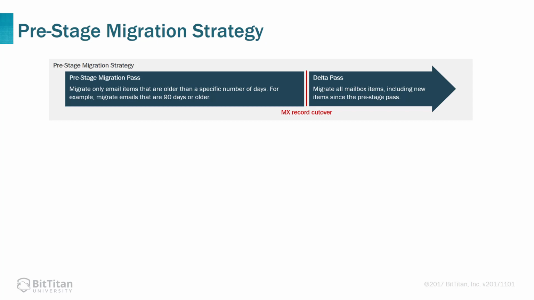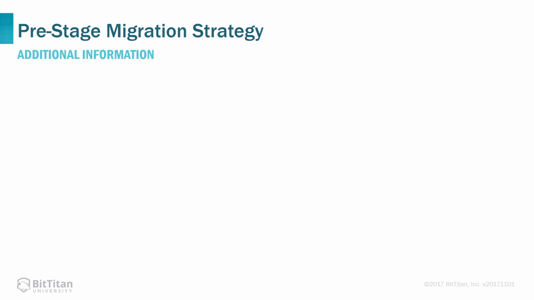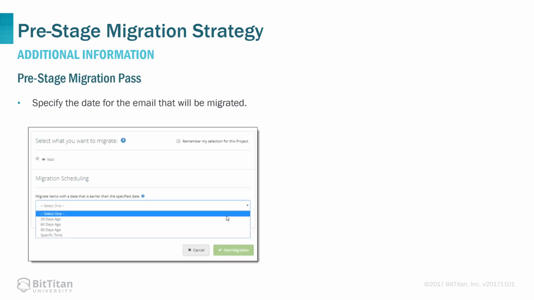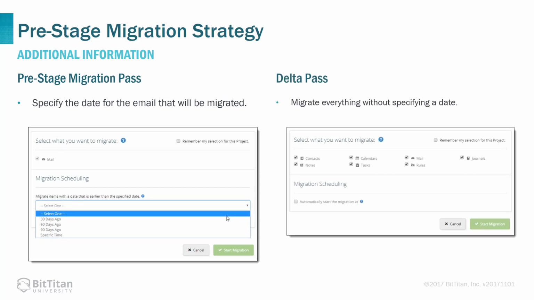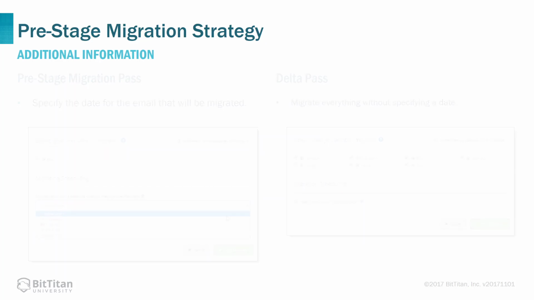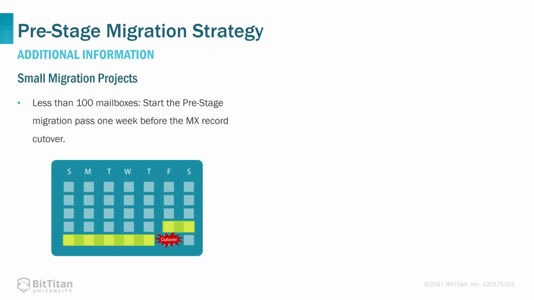Here's more information about performing a mailbox migration using the pre-stage migration strategy. When you start the pre-stage pass, you specify the date for the email that will be migrated, as shown in this screenshot. Then, when you start the Delta Pass, you simply migrate everything, as shown in this screenshot. Email that was migrated during the pre-stage pass was watermarked. As a result, the watermarked items are skipped during the Delta Pass to avoid the creation of duplicates in the destination email system.